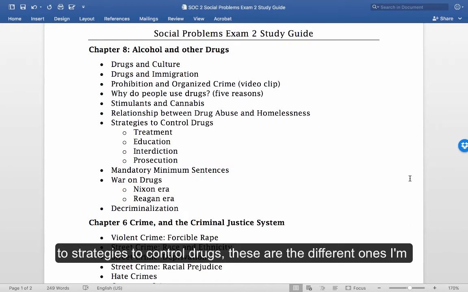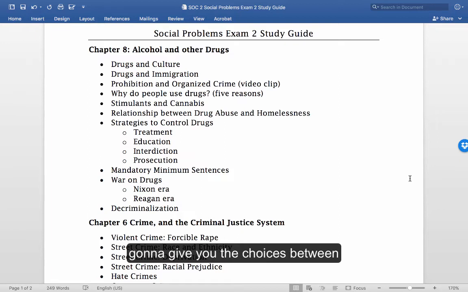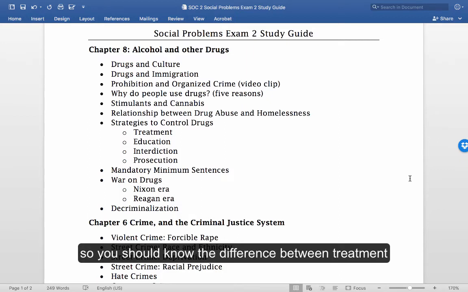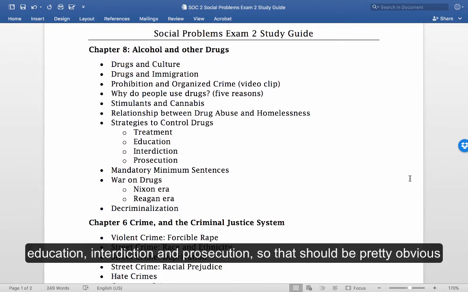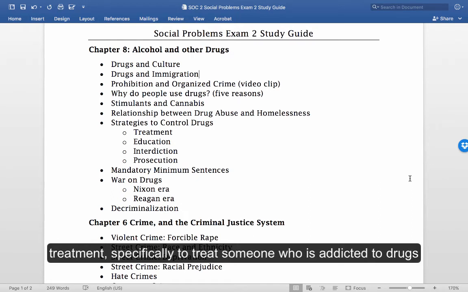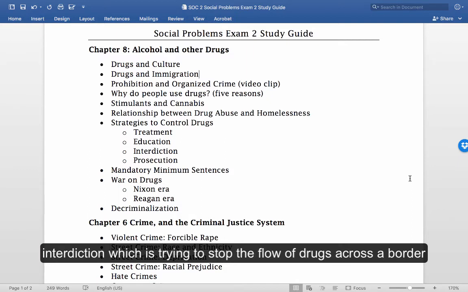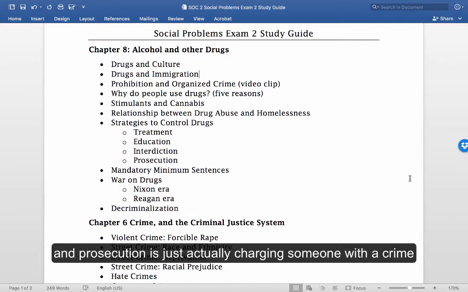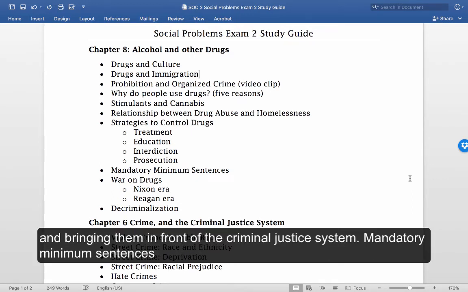When it comes to strategies to control drugs, these are the different ones I'm going to give you choices between. You should know the difference between treatment, education, interdiction, and prosecution. That should be pretty obvious. Treatment is specifically to treat someone that's addicted to drugs, education is a prevention tool before someone starts using drugs, interdiction is trying to stop the flow of drugs across a border, and prosecution is actually charging someone with a crime and bringing them in front of the criminal justice system.